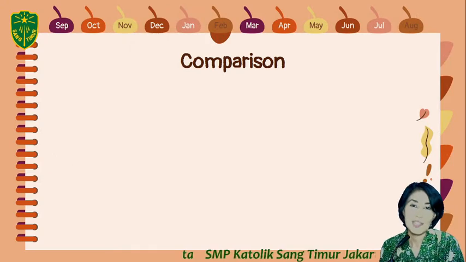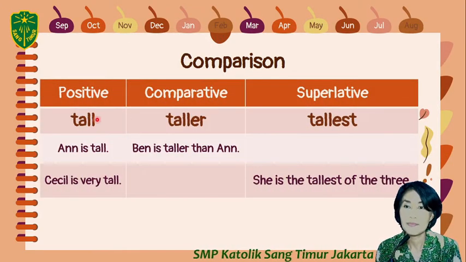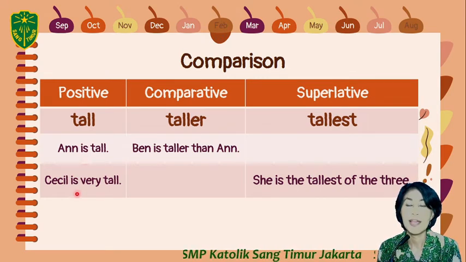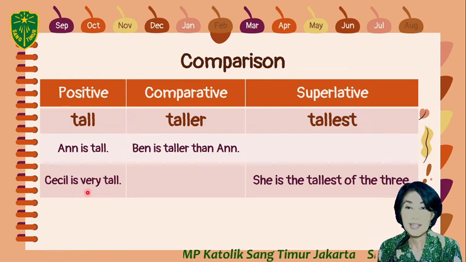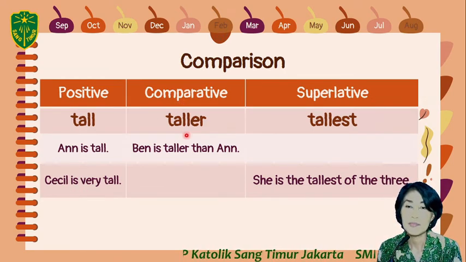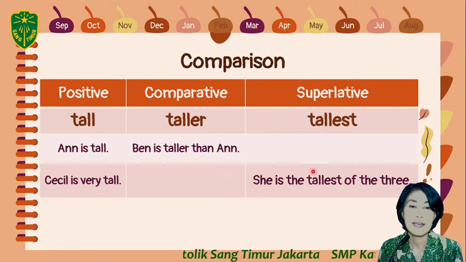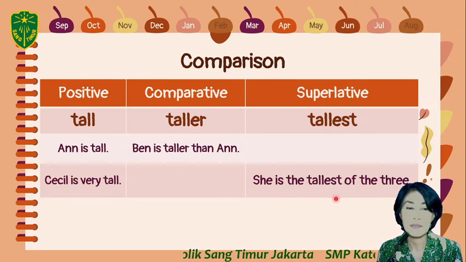There are three types of comparison: positive, tall. Anne is tall. Cecil is very tall. Comparative, taller. Ben is taller than Anne. Superlative, tallest. She is the tallest of the three.